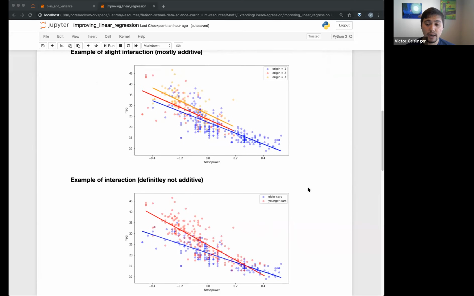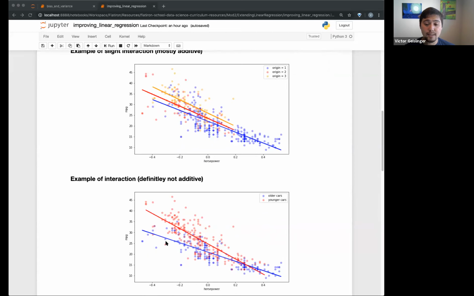Okay, and this one right here is definitely not additive. You can't simply move that blue line upwards or downwards to fit with that red line. You have to twist that blue line to fit with the red, which means it's a different slope. In this case, the categories are still horsepower, but it's either older or younger cars. Even though as horsepower increases MPG goes down, it looks like younger cars significantly go down as we get to higher horsepower. At lower horsepower, we actually see that younger cars do better than older cars.